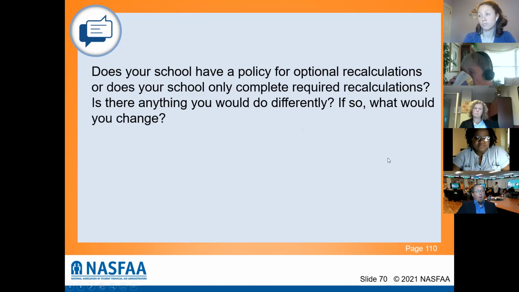Does your school have a policy for optional recalculations, or does your school only complete required recalculations? Is there anything you would do differently? And if so, what would you change? So our newbies, I don't know that you would know this question just yet, because you may not have had a chance to look at the policy and procedure handbooks at your schools.